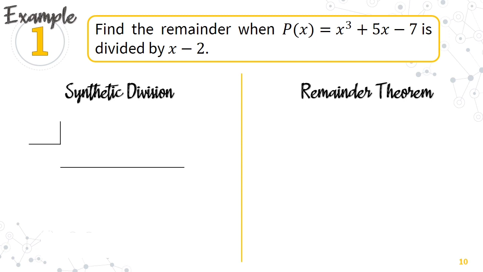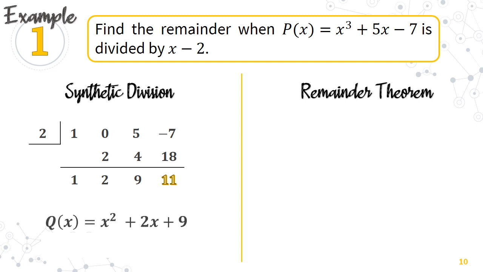First, starting with the synthetic division, we have 2 as the value of c, while the numerical coefficients of the dividend are 1, 0, 5, and negative 7. And the synthetic division goes like this. Giving us the quotient x squared plus 2x plus 9, and the remainder is 11.